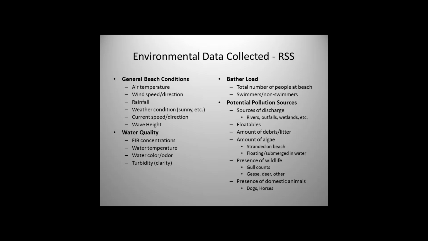Then bather load, so the total number of people at the beach. That's generally pretty important, how many people are on the beach and actually in the water, to make that distinction. And then identifying other potential pollution sources. These might be really easily identified sources of discharge: rivers, outfalls, wetlands, other things in the water, debris. What type of debris is on your beach?